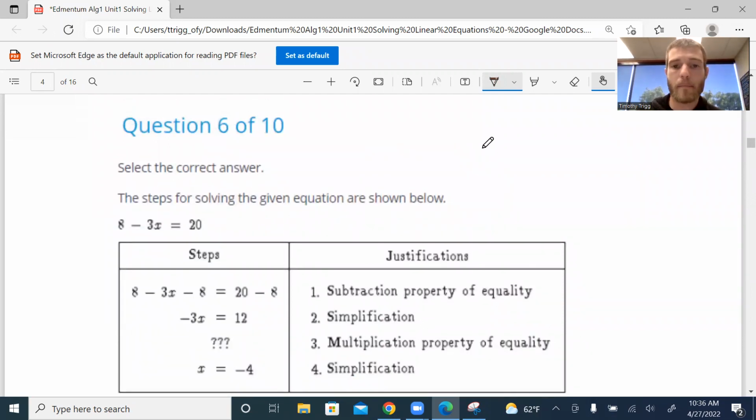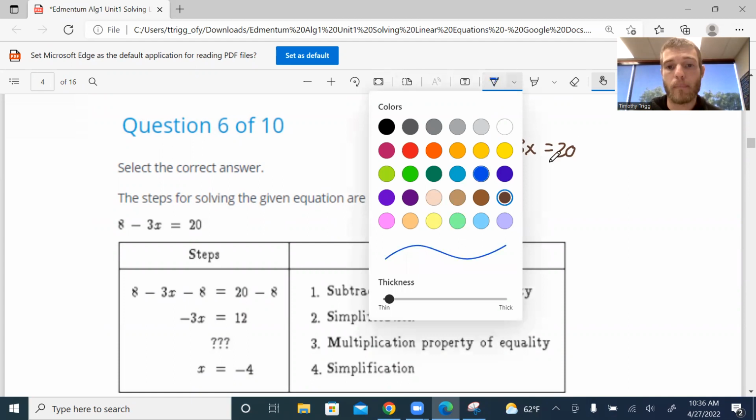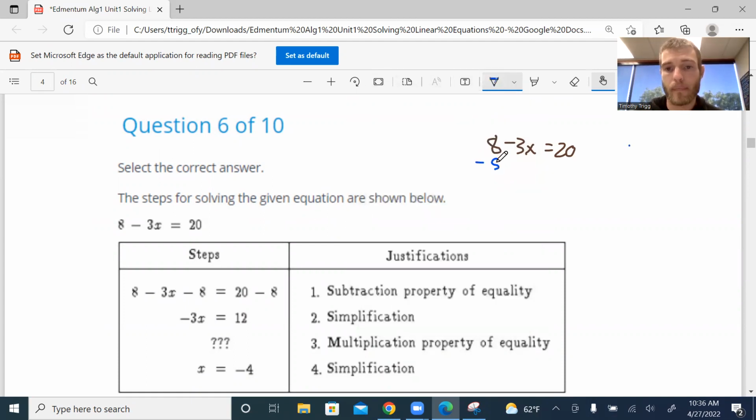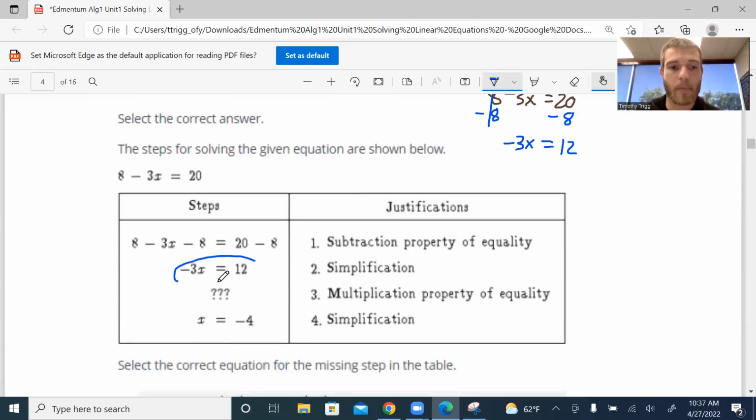Here we're solving 8 minus 3x equals 20. Here I would subtract 8 on both sides of the equation, giving us negative 3x. This cancels, right? Negative 3x equals 12. You can see they did the exact same thing, right? They subtracted 8 on both sides of the equation.